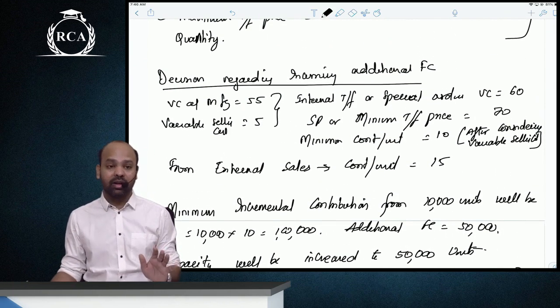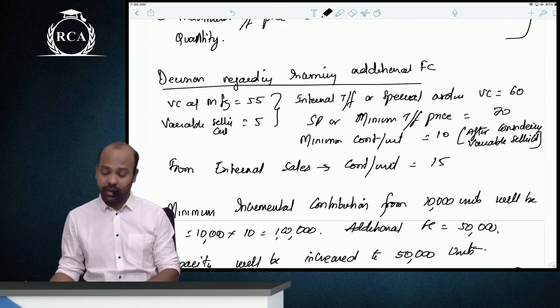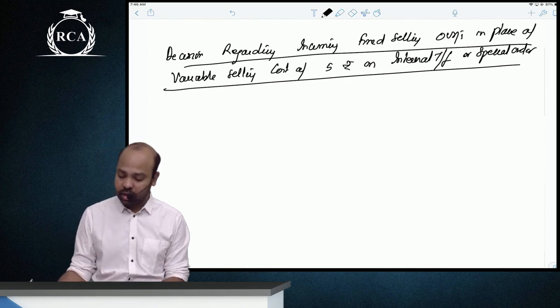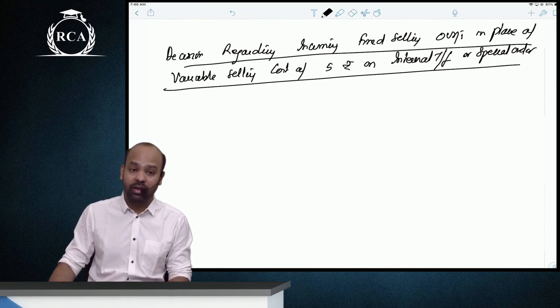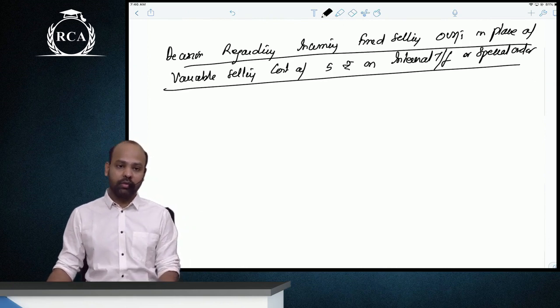ये तो था beta decision regarding additional fixed cost. Very clear? Yes sir. Now this is decision regarding incurring fixed selling overheads beta in place of variable selling cost of 5 rupees on internal transfers or special order. Okay sir. So what am I supposed to do sir now?